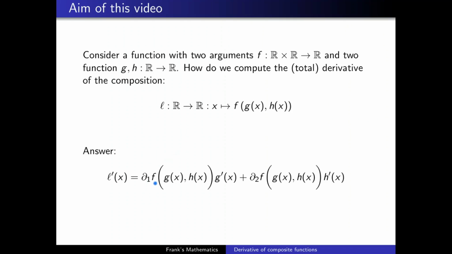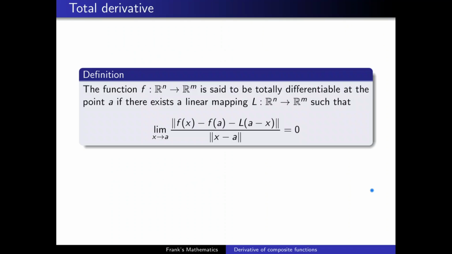Well, you have the derivative of f with respect to the first argument multiplied with g prime. And you have the derivative of f with respect to the second argument multiplied by h prime. The question is, how do we get there? And I will show you a little trick which maybe helps you to solve other problems. So before I show you this trick, let's start with some definitions.